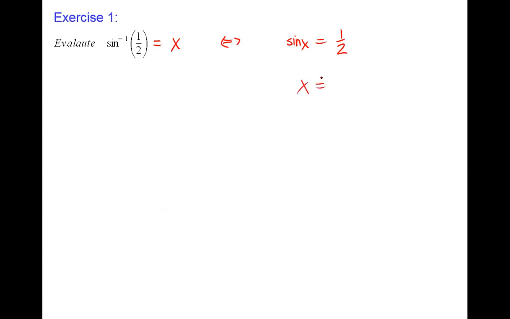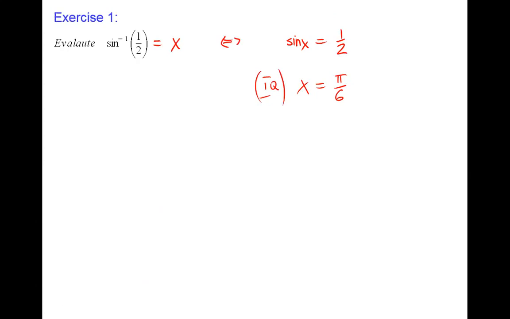Now we have to really be confident with the unit circle. Do you remember? Can you tell me? It's pi over 6. Thank you, Robert. Pi over 6. That means this is the first quadrant, because sine is positive.